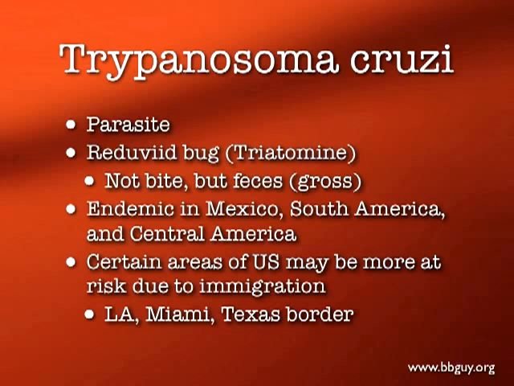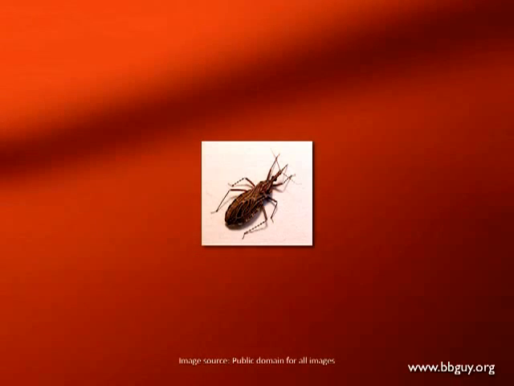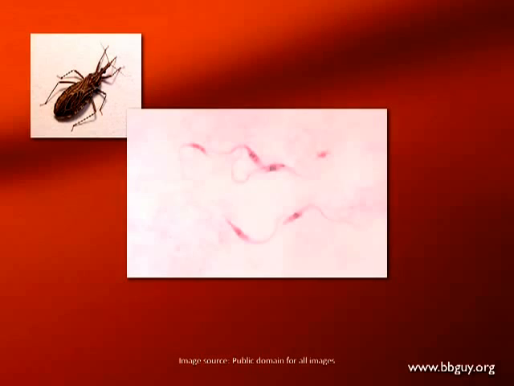Not so much endemic in the United States, but it is starting to become more of an issue, especially in areas of heavy immigration from Central America and Mexico, such as Los Angeles and Miami and along the border of Texas. Here's our friend the reduviid bug, the kissing bug, as some people call it. I don't like that term anymore. And an image that's a little dim, I apologize for that, for the parasite. This is the parasite on a thick blood smear.